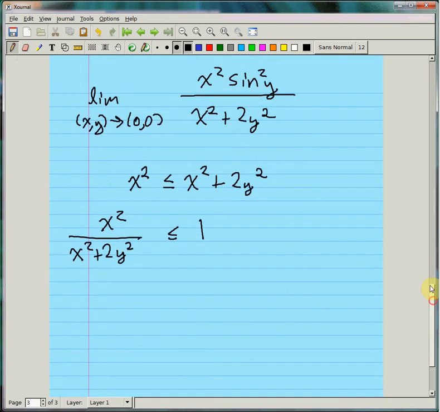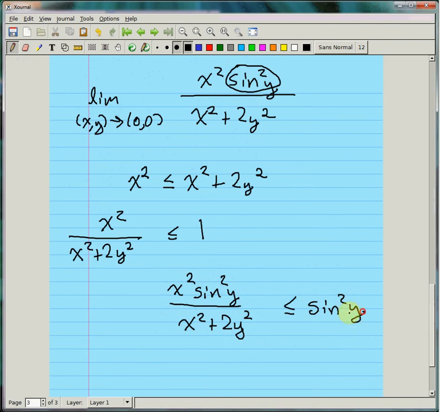Now you can multiply both sides of that inequality by the missing piece, sine squared y, and what you get is the original thing that we were considering. The original function is stuck between, so it's less than or equal to sine squared y, and that comes from multiplying both sides of this inequality by sine squared y. But it's also bigger than 0, and that's because you've got a positive number over a positive number, unless you've got 0 over 0 where it's undefined.